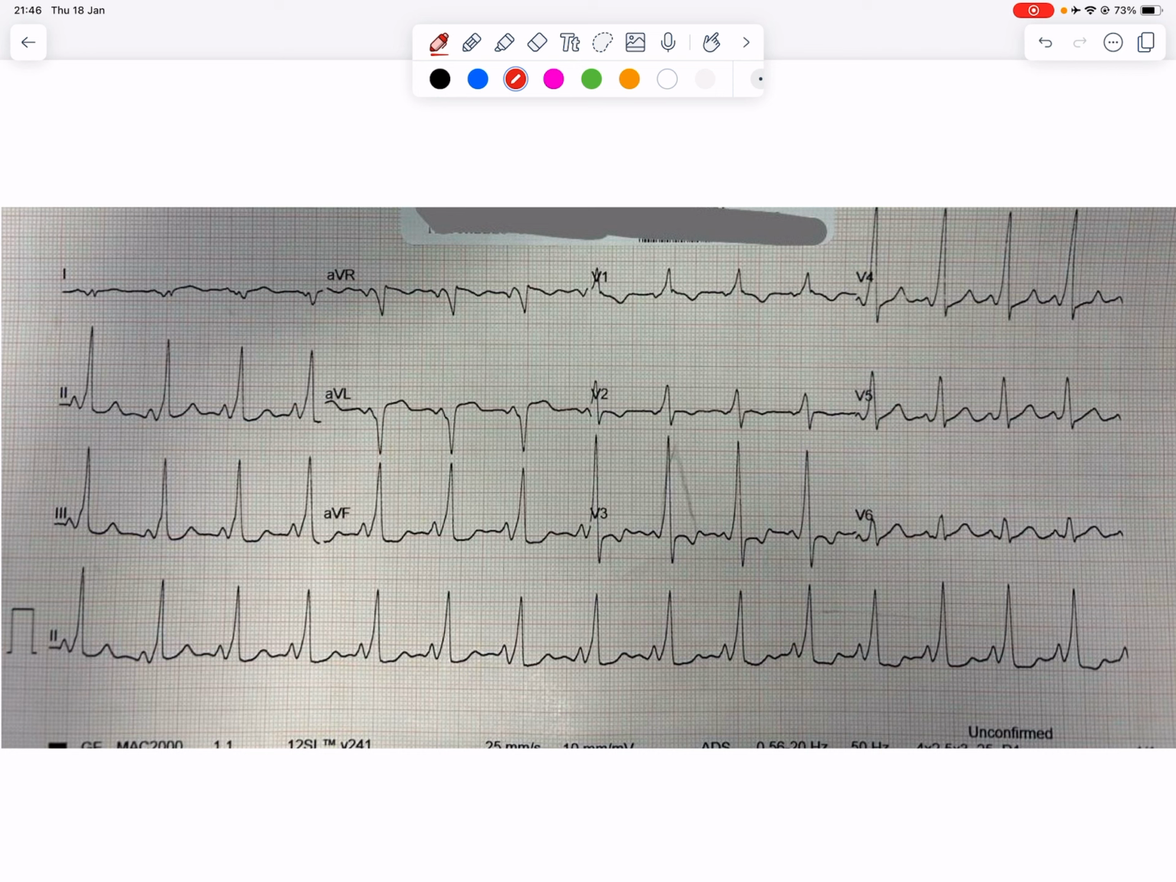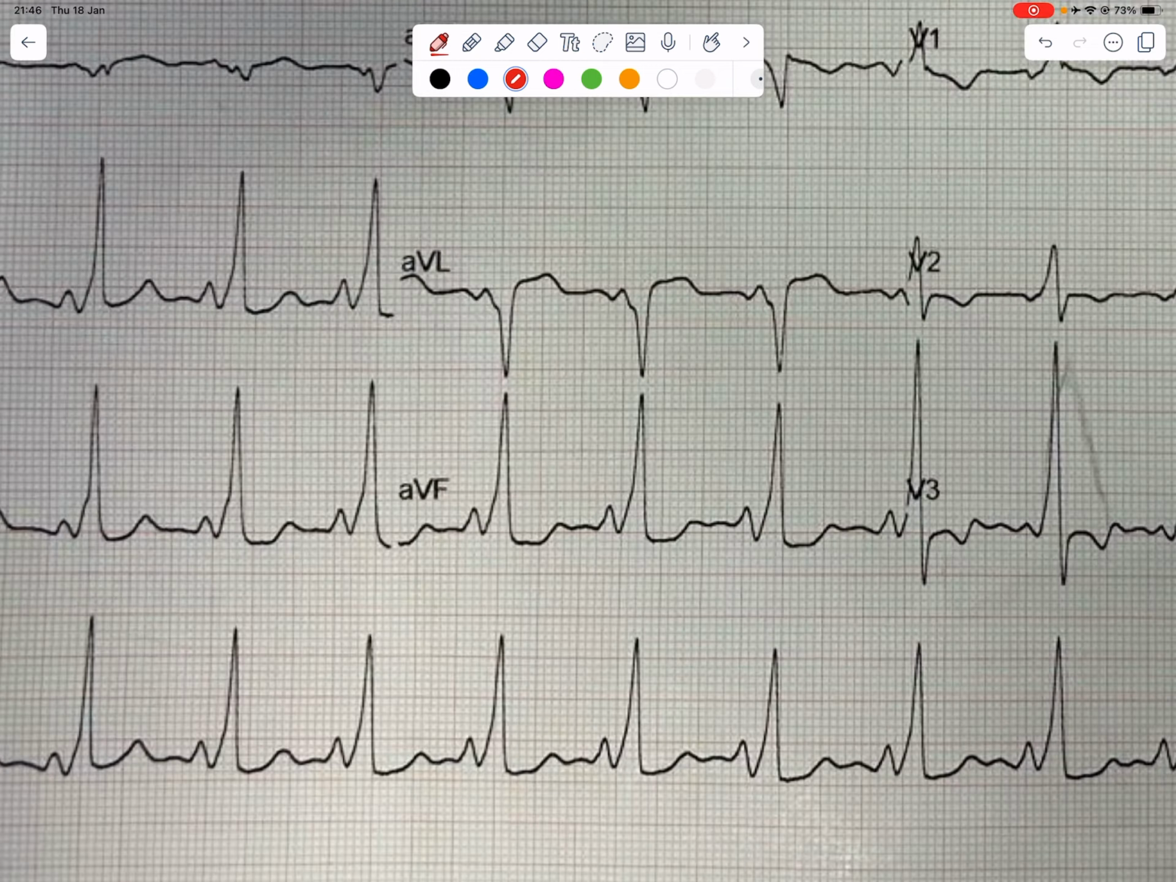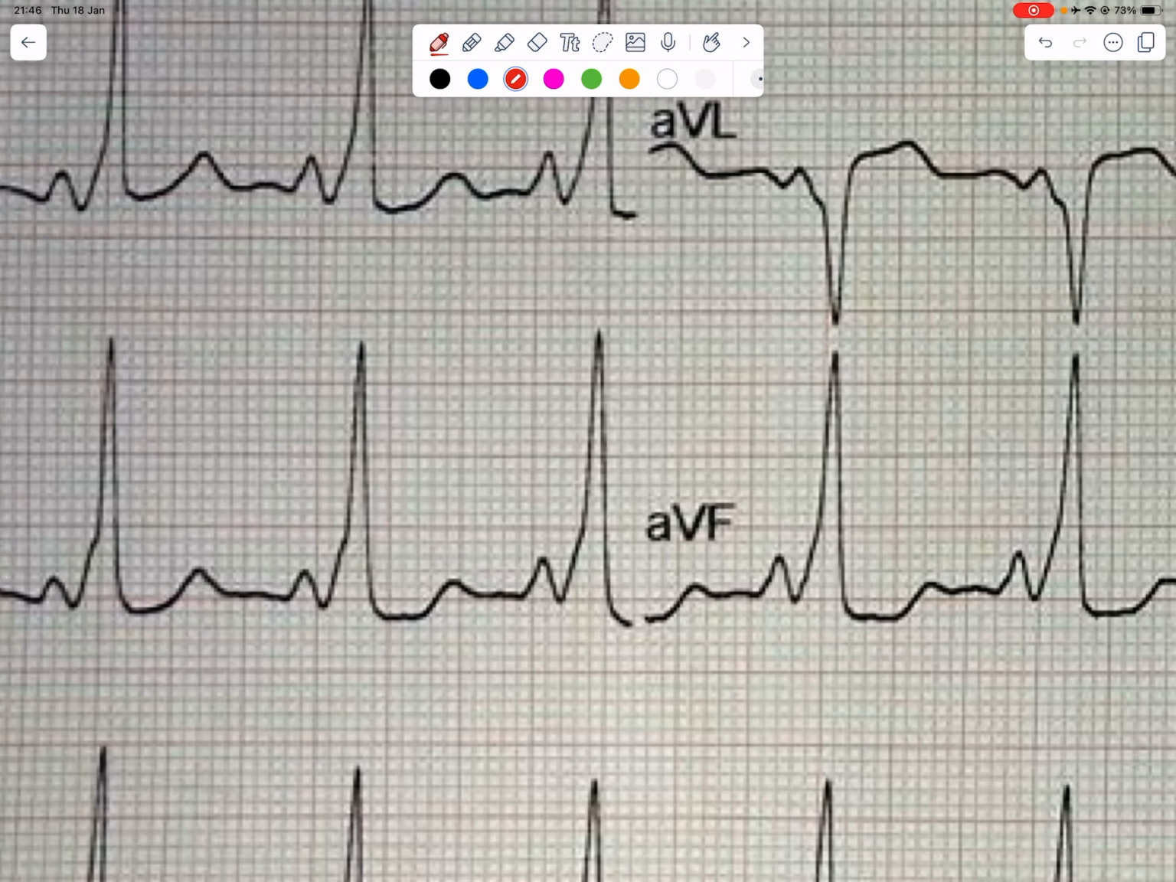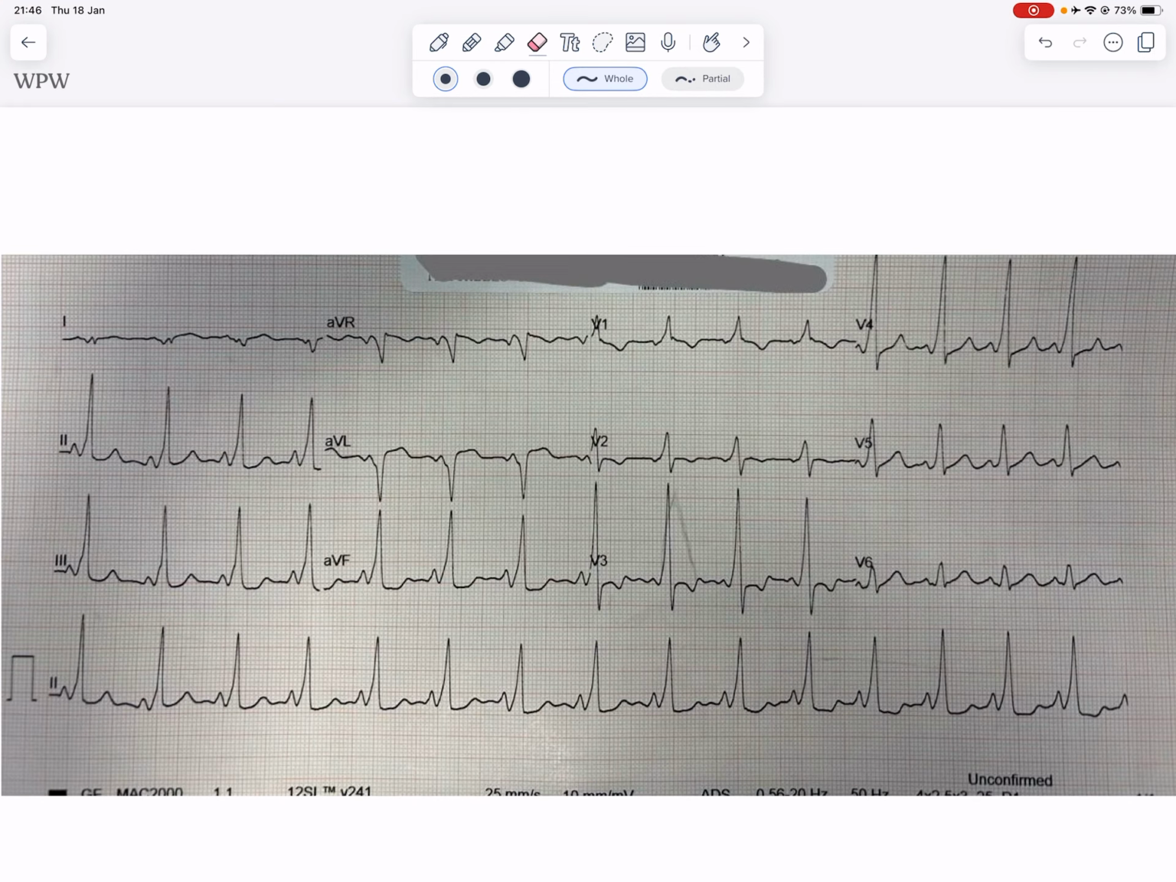Then we look at our PR interval. Let's zoom in over here, it's not very clear, but we can see from there to the start of the QRS complex is less than 3 blocks. And our normal PR interval is 3 to 5 blocks. So there's PR shortening. That's the first abnormality that we've picked up.